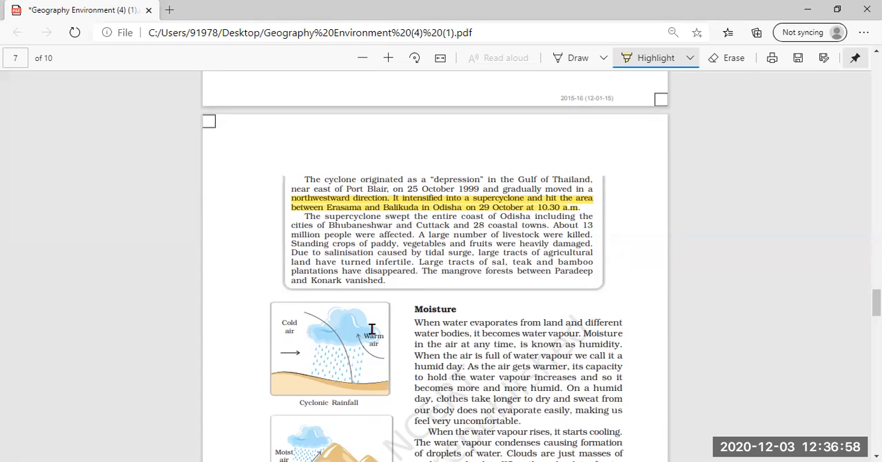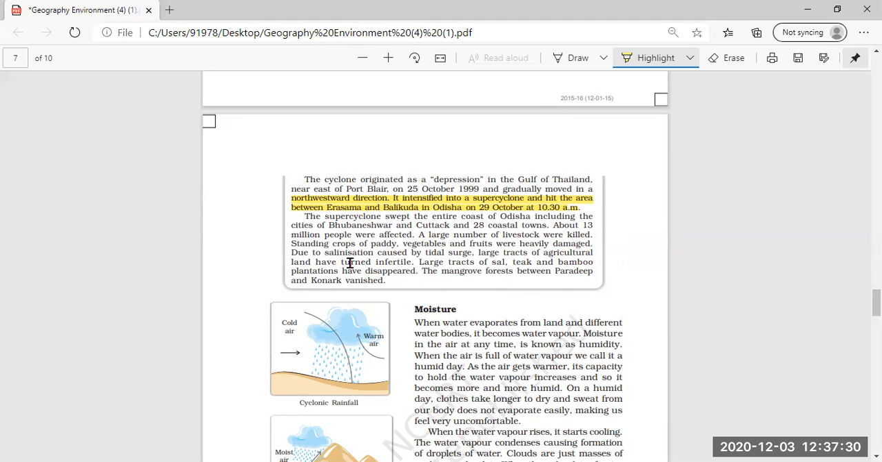The super cyclone swept the entire coast of Odisha, including the cities of Bhubaneswar, Cuttack, and 28 coastal towns. A large scale destruction was there, and about 13 million people were affected. A large number of livestock were also killed, which means many animals were killed during this cyclone.